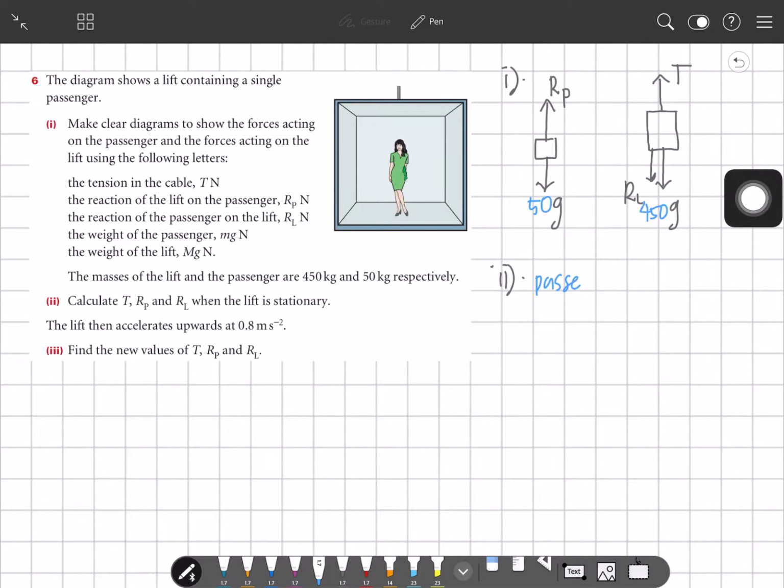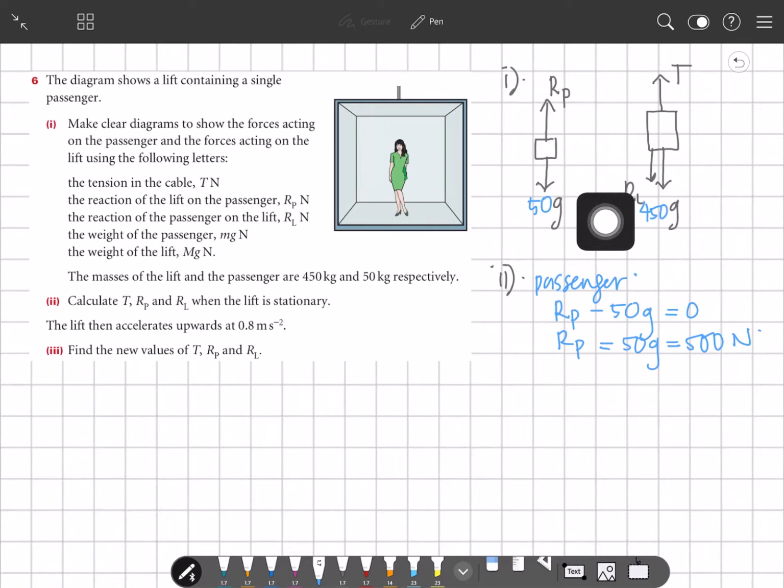So for the passenger, we have RP minus 50g equals 0, and then the value of RP will equal 50g, or we can write it as 500 Newton. Okay, how do we find RL? By using Newton's third law, we can say that RL will equal RP. So the value of RL is equal to RP, which is also 500 Newton.